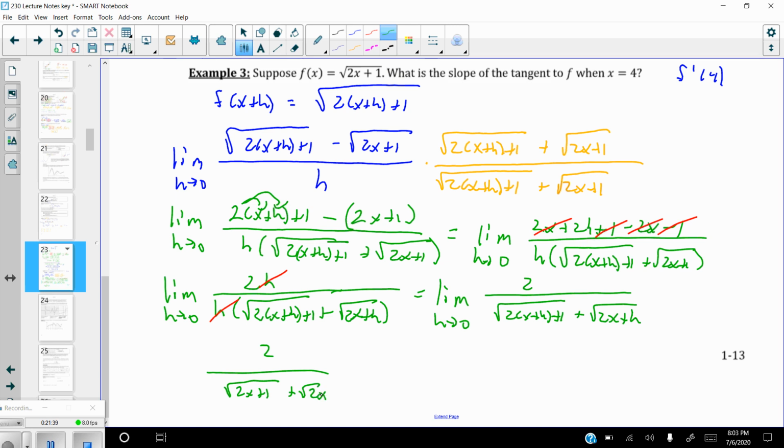And what we just found there is f prime of x. It wants us to evaluate that at 4.